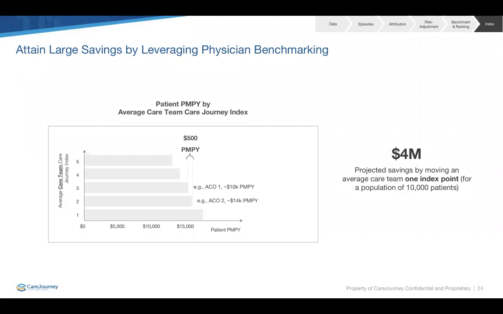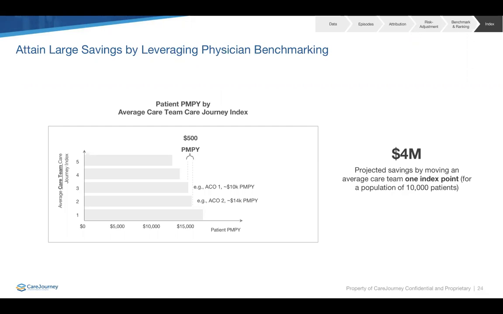ACO networks are public by CMS, so we can simulate network-wide performance measures, and we're using real data, but we've blinded the ACOs on whether or not in the same geographic region, they've had a care team that has a lower CareJourney index score than another. In this particular market, you can see a $500 PMPY delta between those whose care team averages a 3 versus those whose care team averages a 2.